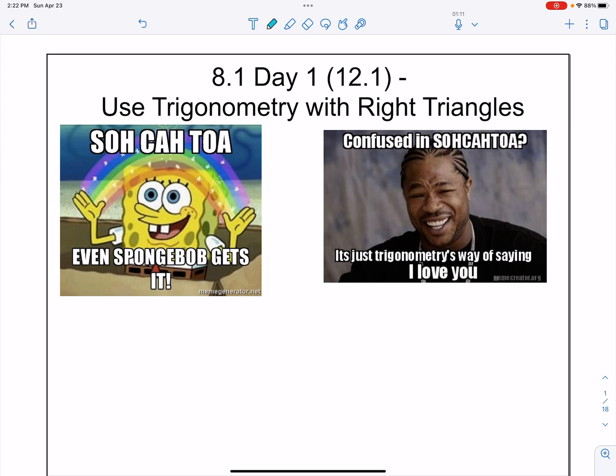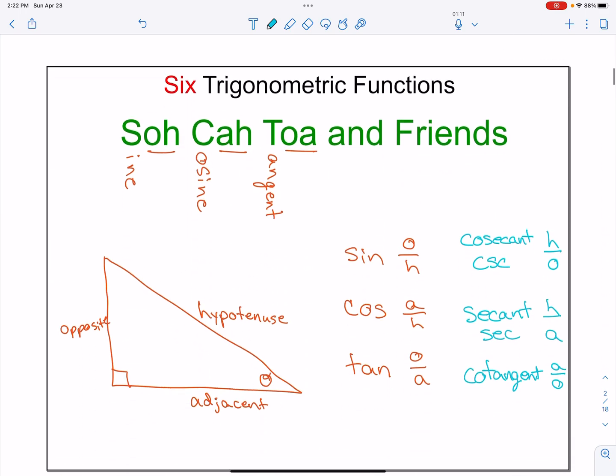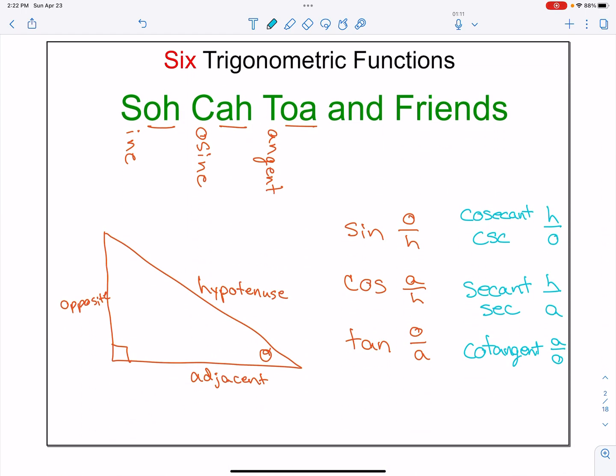This is 8.1 day 1, use trigonometry with right triangles. I have some of the stuff already written out on the screen, so hopefully that makes this a bit of a shorter video. Okay, so on the day before the SAT, we did a little remembering of trig. For those of you who've had trig before, I know some of you did not take geometry, so you've not had trig before. But these are the 6 trigonometric functions. The stuff in red is stuff you should have had already if you took geometry.